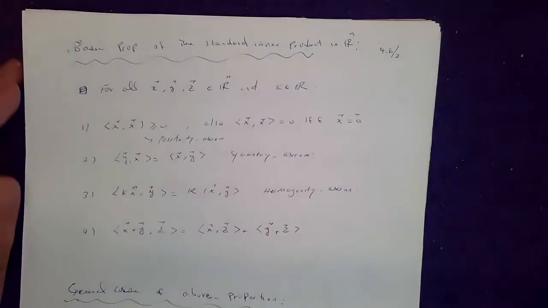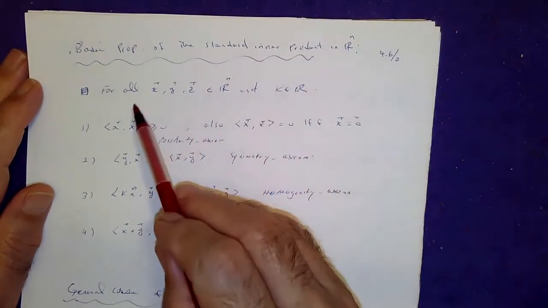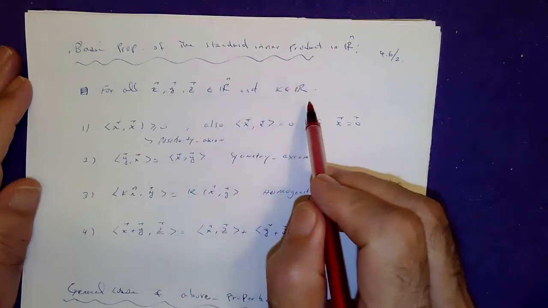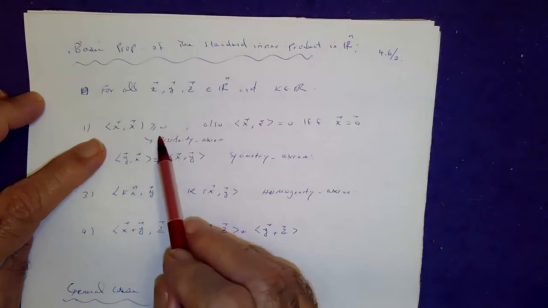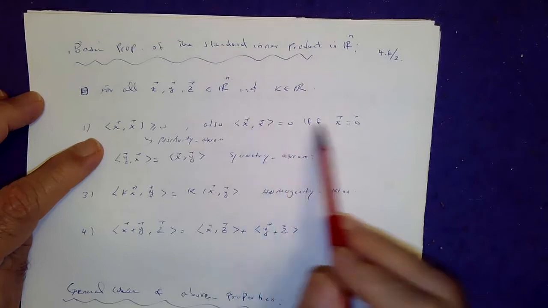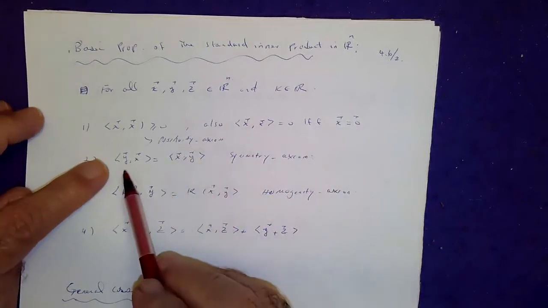Basic properties of the so-called standard inner product in Rn. If x and y and z happen to be in Rn and k is a constant, the inner product of a vector by itself is always greater than or equal to 0. The only time it's going to be 0 is if the vector itself is equal to 0. This is called the positivity axiom.